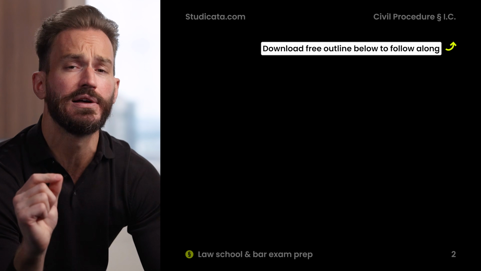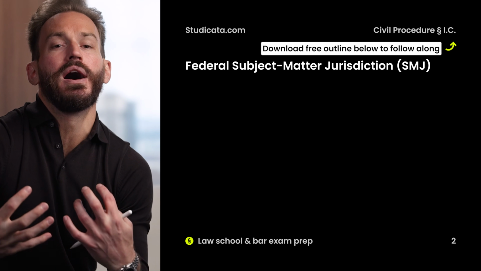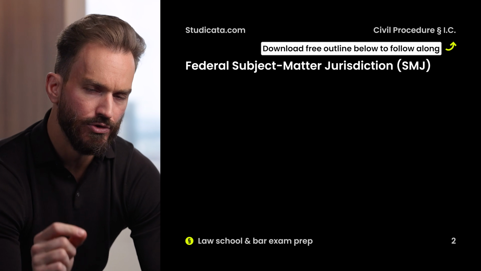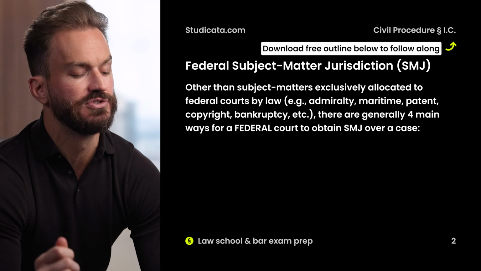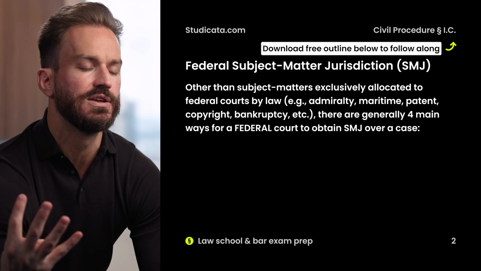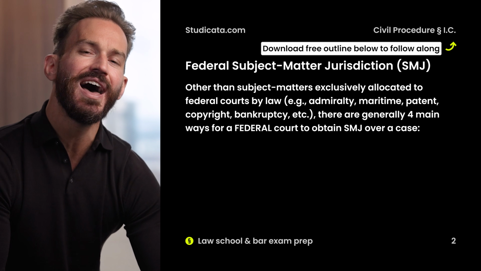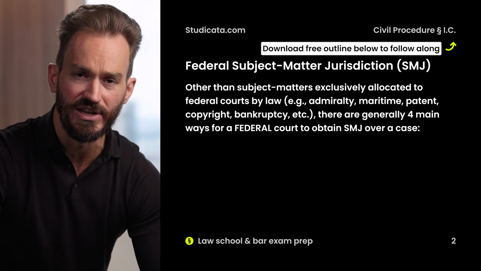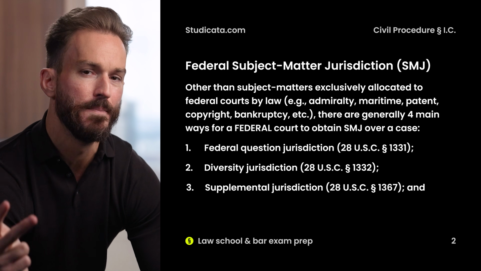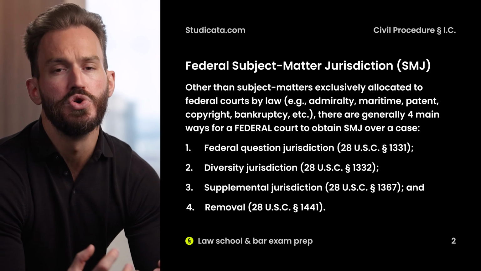And remember, we're really thinking about subject matter jurisdiction at the federal level, whether this is the type of case that this federal court can hear and decide. And remember, here we say, other than subject matters exclusively allocated to federal courts by law, there are generally four main ways for a federal court to obtain subject matter jurisdiction over a case. And thus far in our series on civil procedure, we've discussed federal question jurisdiction, diversity jurisdiction, and supplemental jurisdiction. Of course, in this lesson, we're moving on to removal.